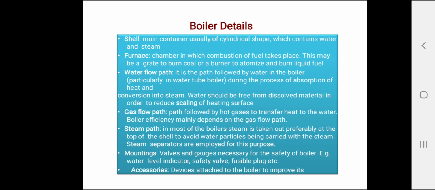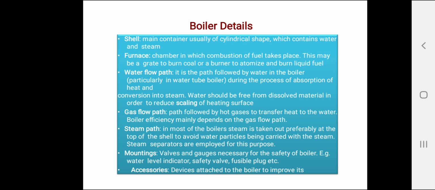Then once the gas has passed and the water inside the tube is converted into steam, there is the steam path. In most boilers, steam is taken out preferably at the top of the shell, as steam has less density compared to water. This avoids water particles being carried with the steam. Steam separators are employed for this purpose.